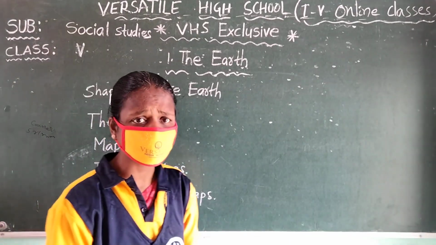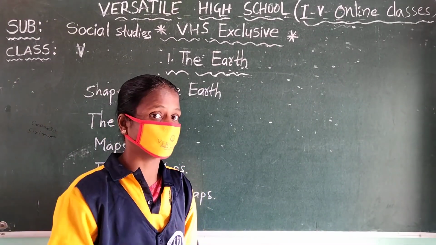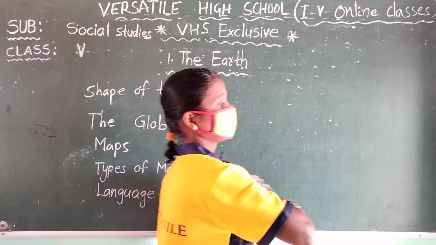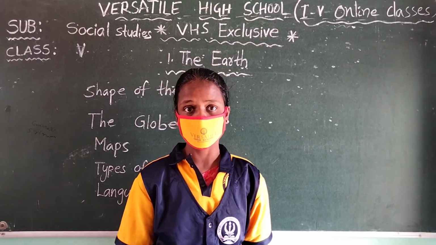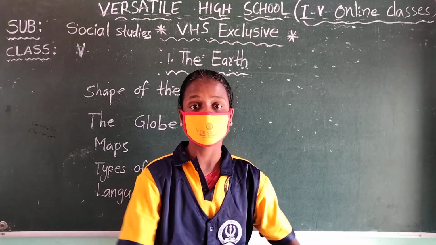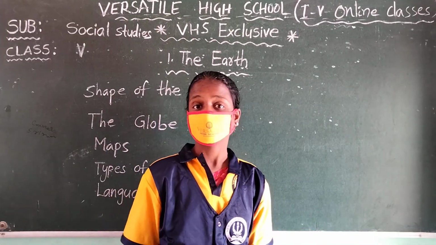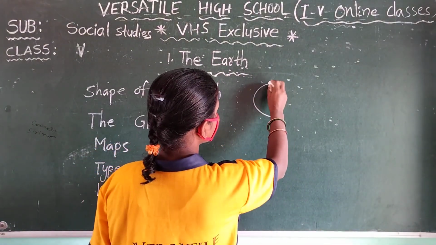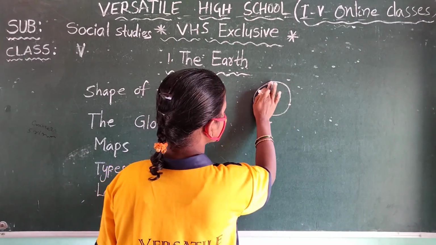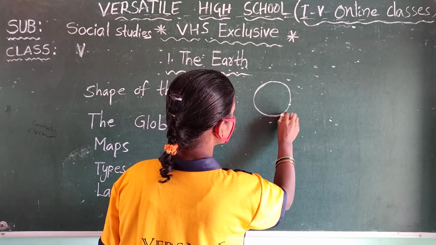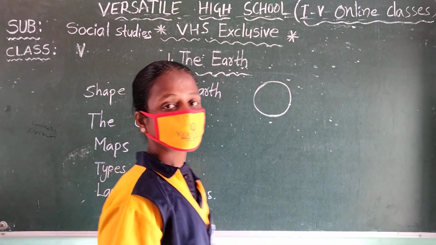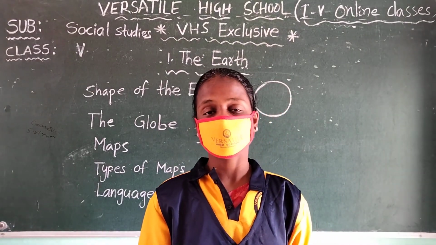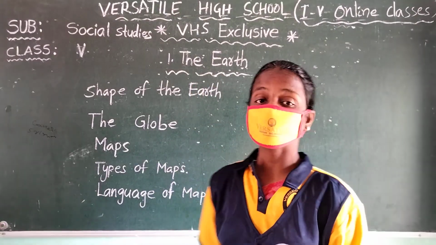Do you know the shape of the earth? In olden days, some scientists said the earth is only flat. But the earth is not flat. It is in a sphere shape, that means round. Earth has a spherical shape. Many scientists discovered that the earth is in a sphere shape. We are on that earth only.